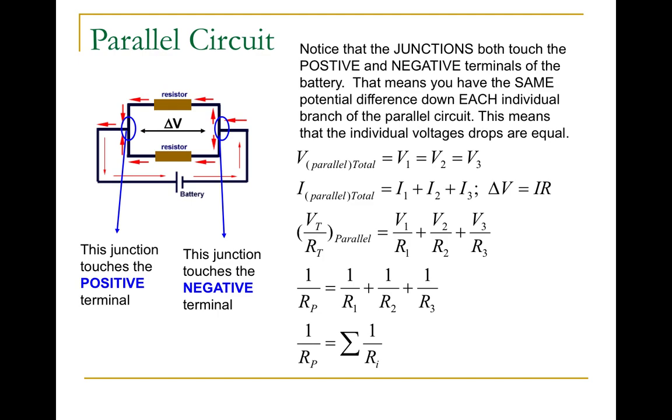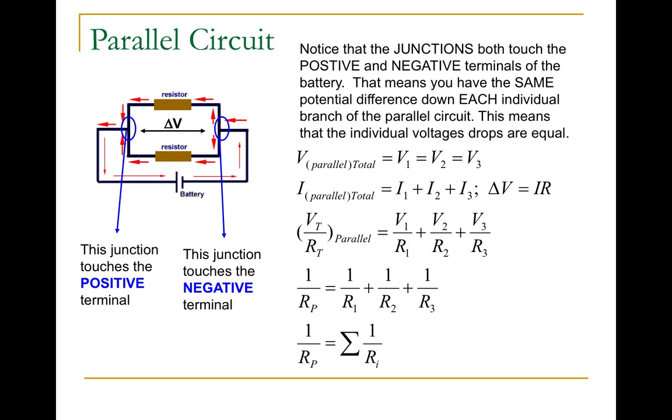Electrons are going to follow the path of those red arrows. At that first junction that touches the negative side of the battery, some current's going to go up through that top resistor. It's only going through one resistor, so it has to use all the potential that it was given from the battery. And then it's going to meet with all the electrons that went through the bottom resistor and go back to the battery.